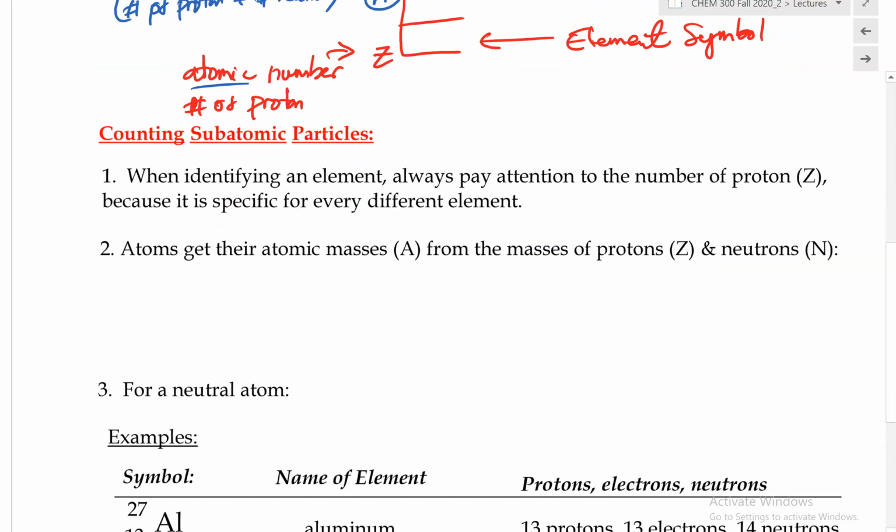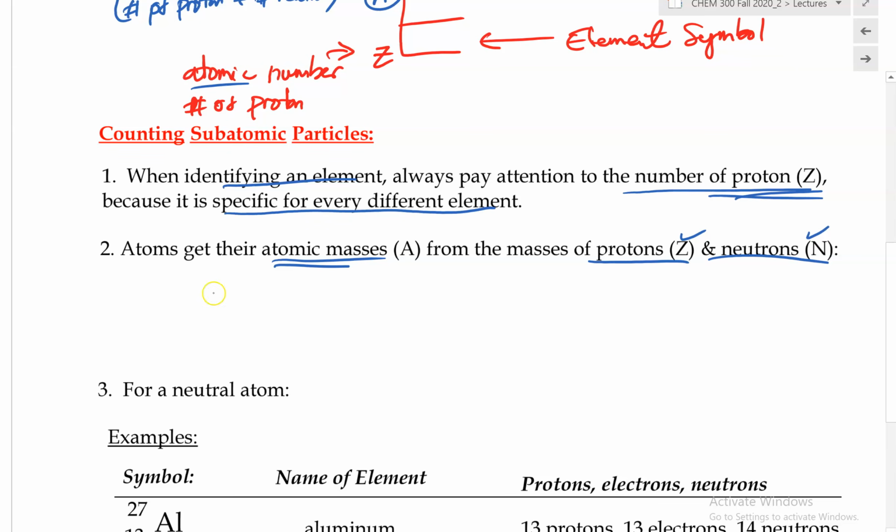So how do we then count how many subatomic particles any element has? Let's now learn how to identify the Z and the A number, as well as the number of electrons. First, when identifying the element, always pay attention to the number of protons, or the atomic number, because this is specific for every different element. And second, the atom gets its mass, or atomic mass, or mass number, from the mass of the protons and the neutrons added together. So once we are aware of this, if we know one piece of information, we should be able to figure out the other value.